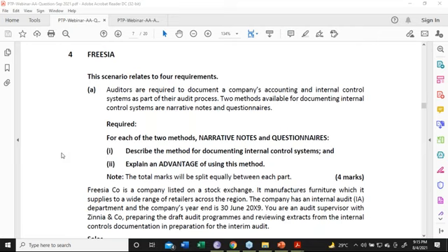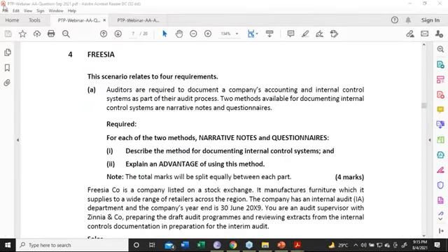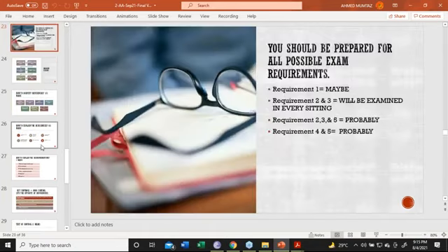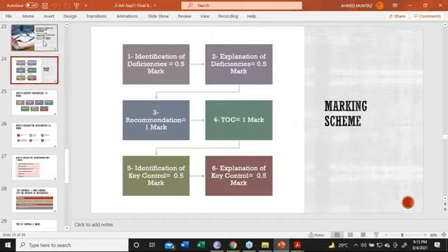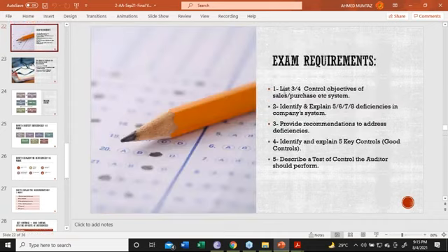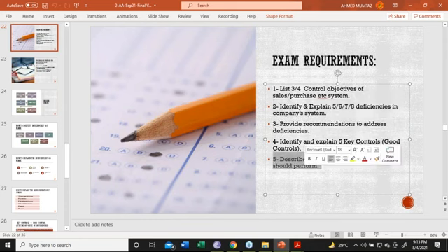Okay, Umair has a request: kindly show me the exam requirements again. Okay, I'll show you. These are the exam requirements. The first exam requirement is knowledge based. You need to express the control objectives of any particular system. Exam requirements 2 and 3 could be tested as a pair. 2 and 3 along with 5 could be tested. We are going to solve a question right now which will be a combination of 2, 3 and 5.